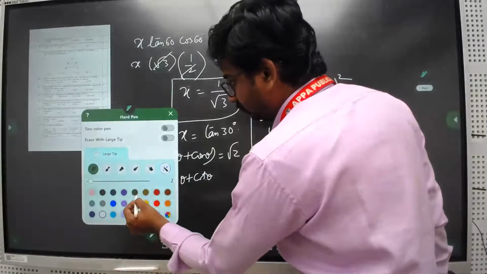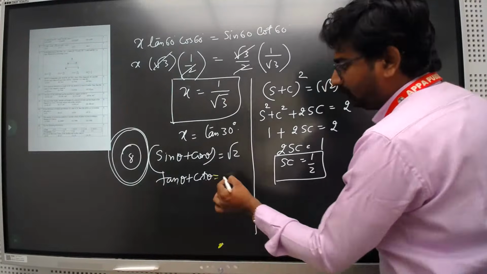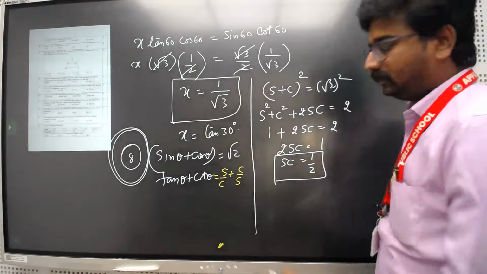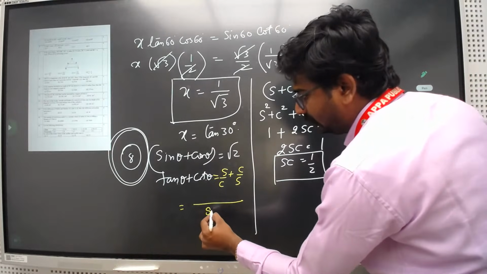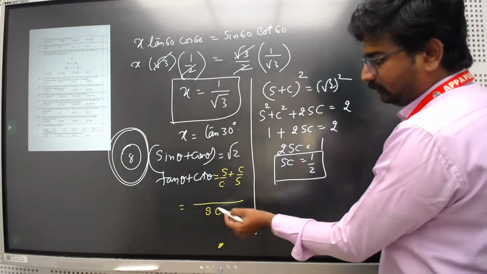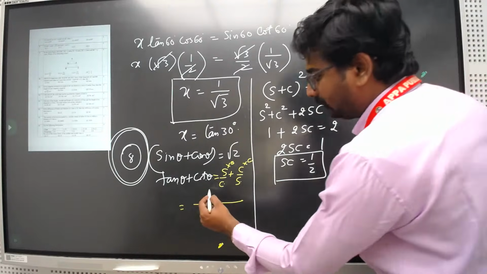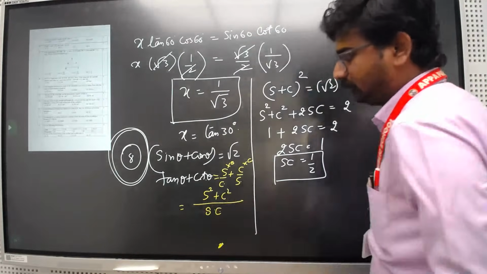Tan plus cot can be written as sin by cos plus cos by sin. What will be your LCM? Sin into cos. Already cos is there, sin will be multiplied. Already sin will be there, cos will be multiplied. Sin square plus cos square.